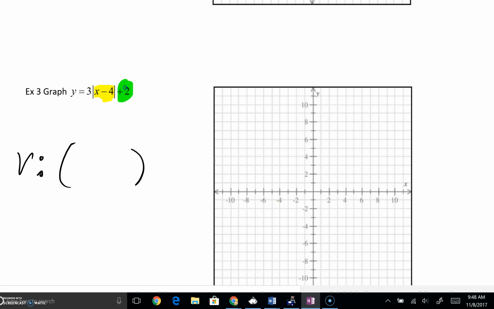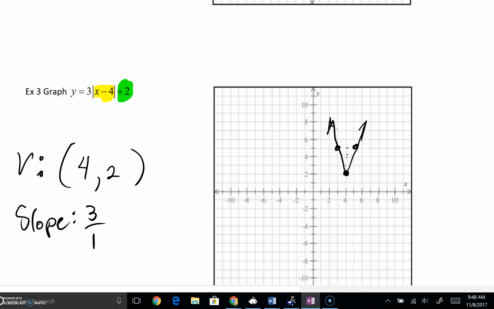Speaking of finding a vertex, let's find the vertex for this last one. What do we got here? It would be what, comma what? 4, 2. And I'm going to go 4 to the right. I'm going to go up 2. My slope is 3 over 1. So I'm going to go 1, 2, 3 steps up, 1 to the right from my vertex. I'll go 1, 2, 3 steps up, 1 to the left. And guys, that's pretty much it.